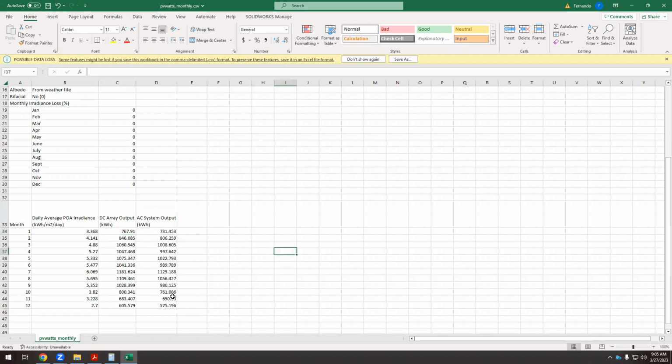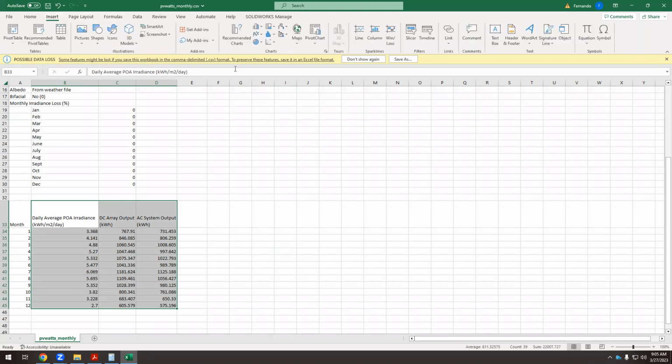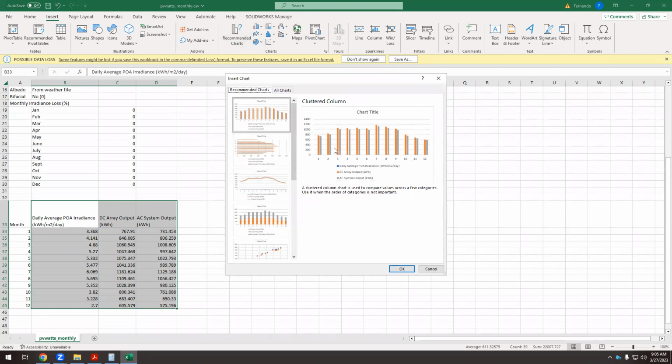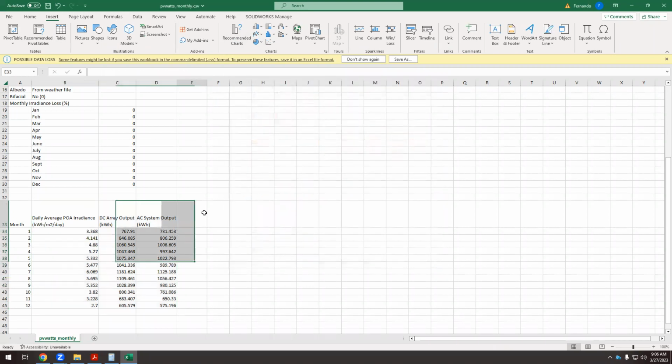So if we want a visual analysis of this, we can always select that. We can insert a chart, recommended charts, and I think that will be good. Okay, so let's do something better. Let's try to analyze this data because we need more.